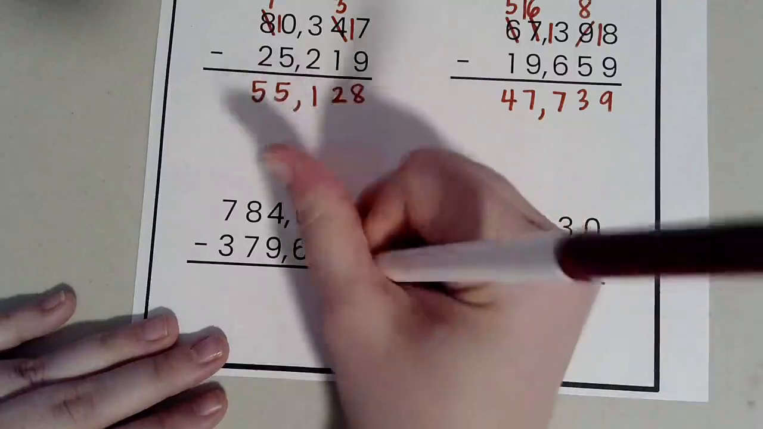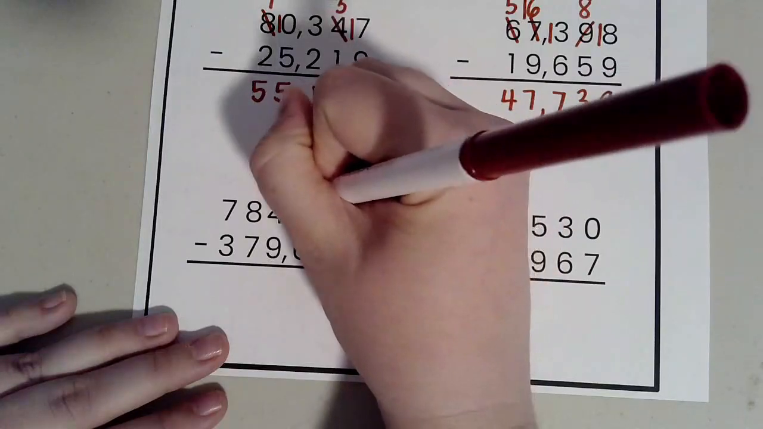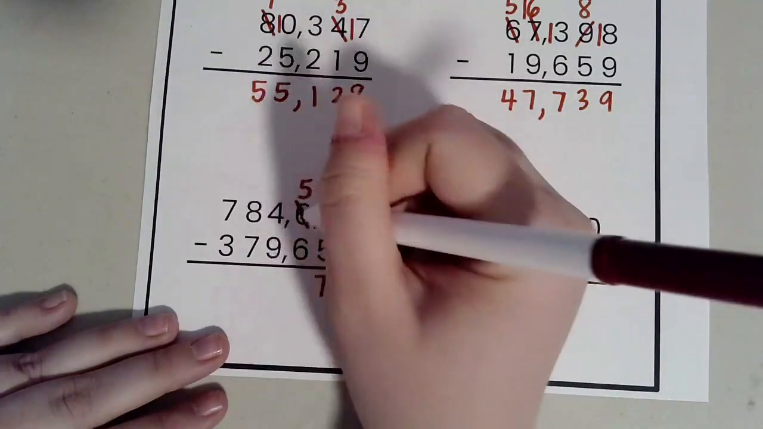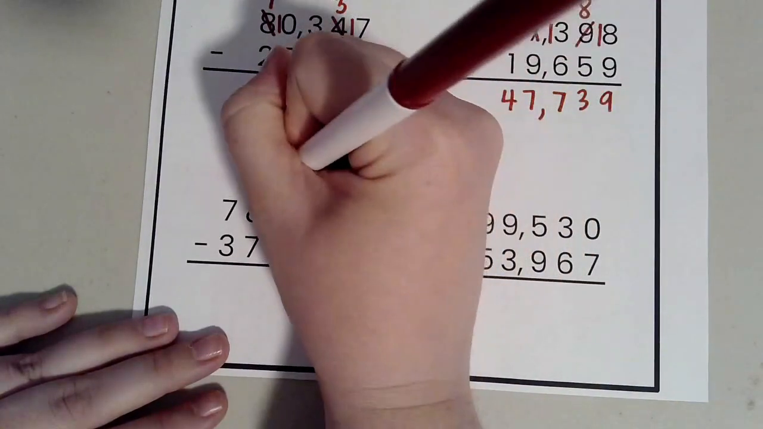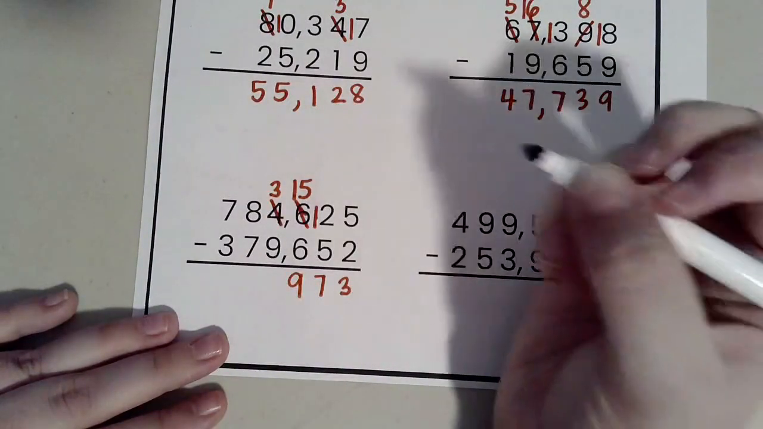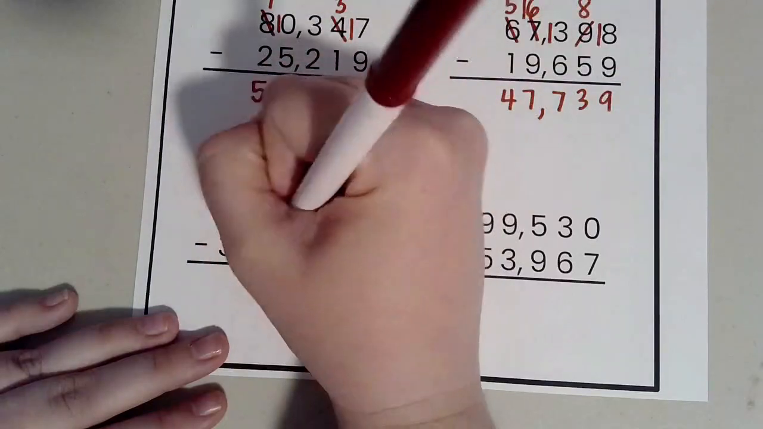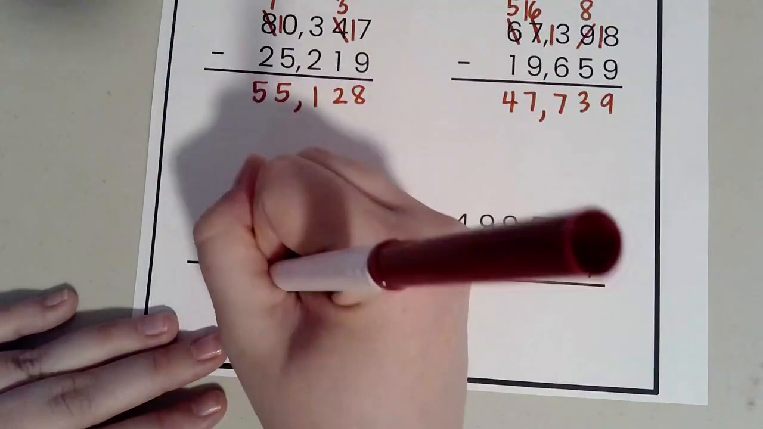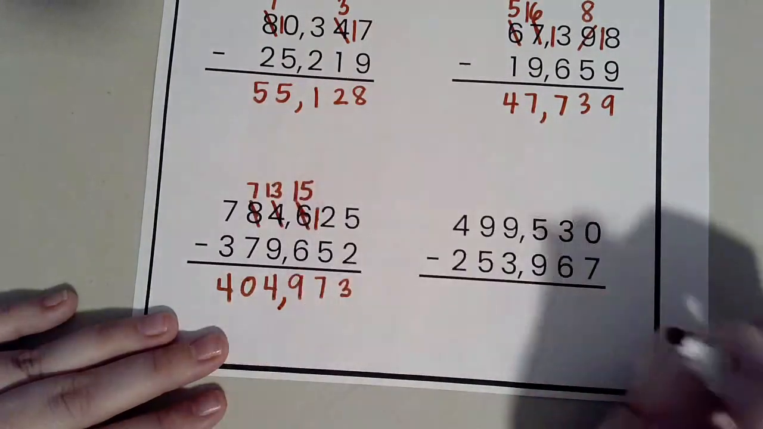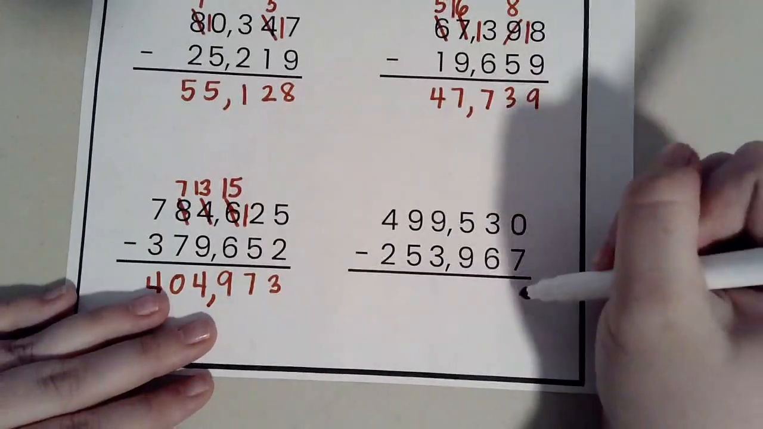Moving right along, 5 minus 2 is 3. 2 minus 5 we cannot do, so let's cross out the 6. 6 will become a 5. This will be 12. 12 minus 5 is 7. 5 minus 6 we can't do, so let's make the 4 a 3. 15 minus 6 is 9. 3 minus 9 we can't do. 8 becomes a 7, so 13 minus 9 is 4. 7 minus 7 is 0. 7 minus 3 is 4. 1, 2, 3. 404,973.